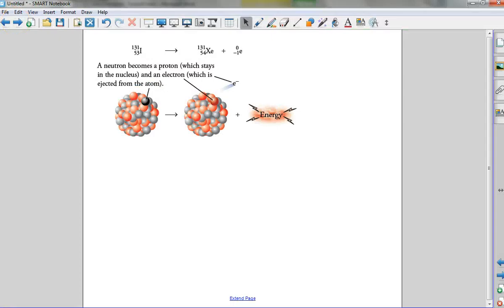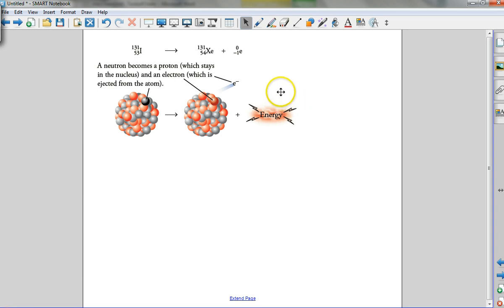So the way in which that happens is that if we were looking at an example of iodine-131, what happens is a single neutron becomes a proton. So it is changing its identity. In order for it to become a proton, it has to give off an electron. So an electron, which was not there before, is given off by the nucleus. And again, that also gives off energy.